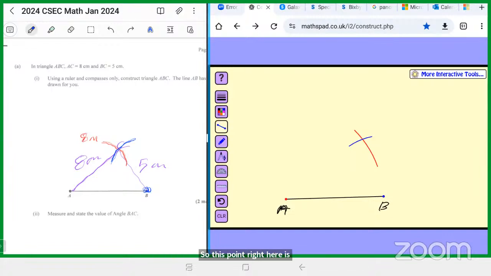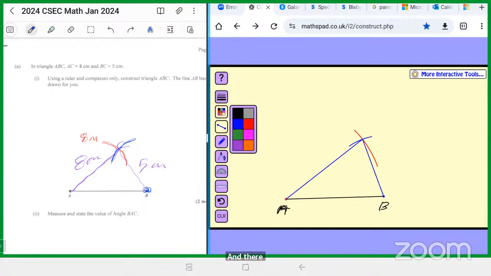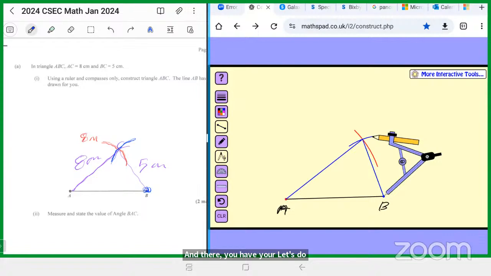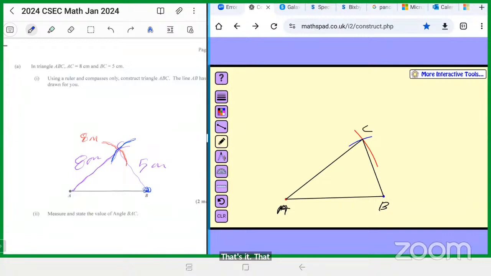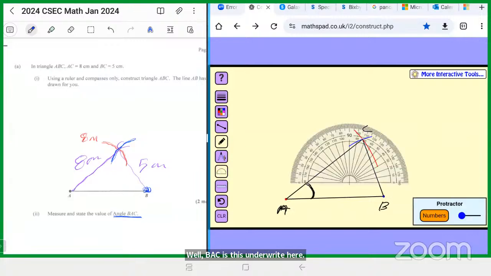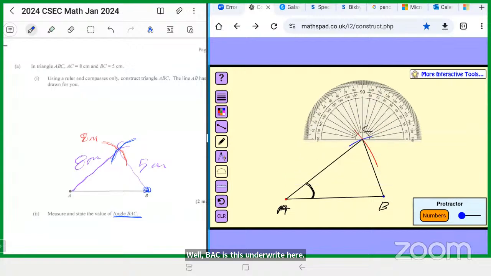And all I have to do is join it. There. And there. That is it, and let's name this point C. The question says, measure and state angle BAC. Now, BAC is this angle right here. So use a device, your protractor.